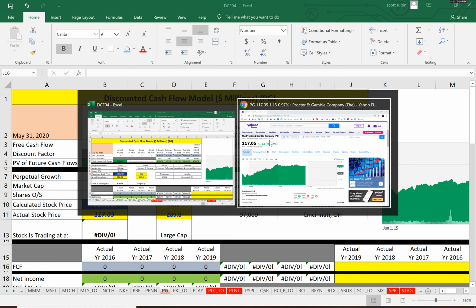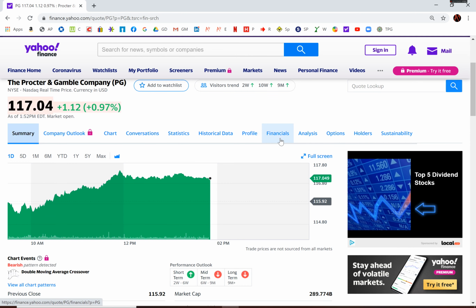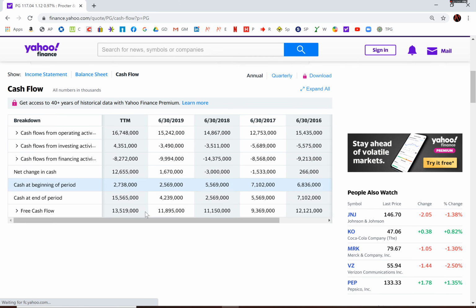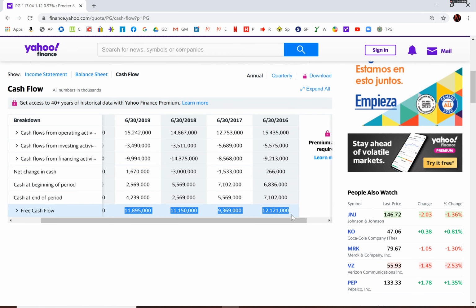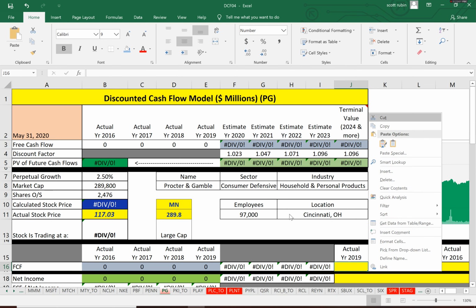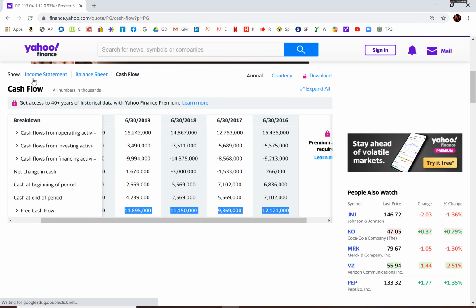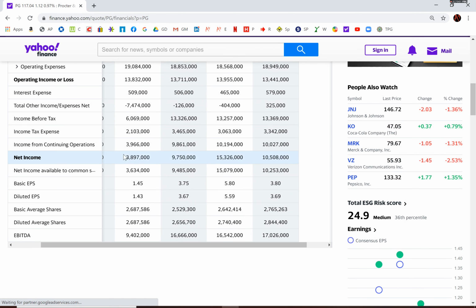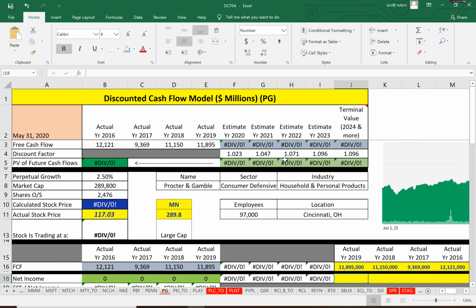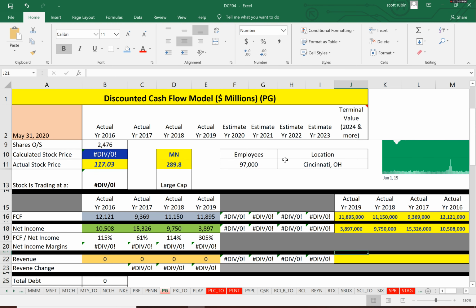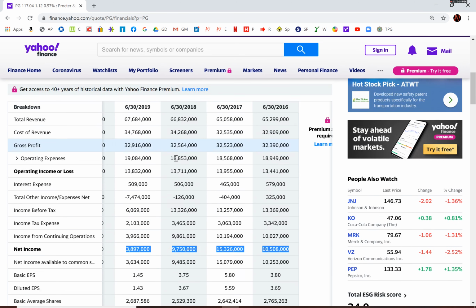So now let's find the actual free cash flows. We'll go to the financial section in Yahoo, go to cash flows, then free cash flow. Now we need the net income. That's on the income statement. That's the profit and loss. And we take 4 years of financial data. That's what we use for the model. And last is revenue.